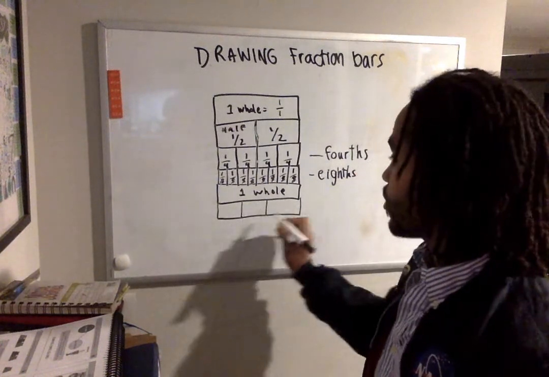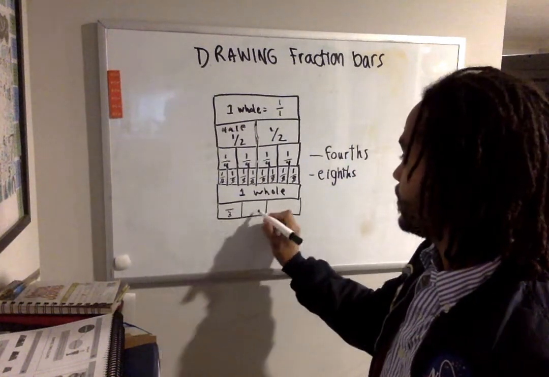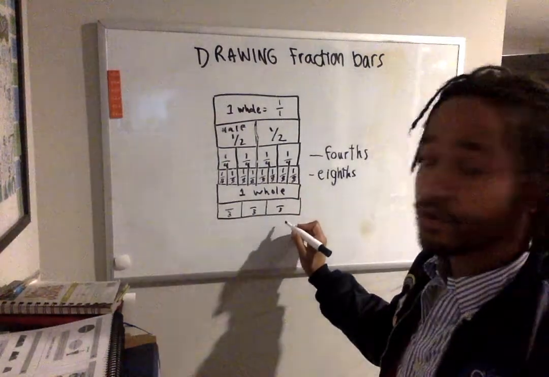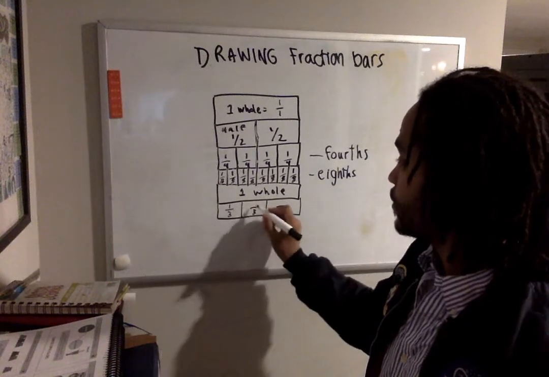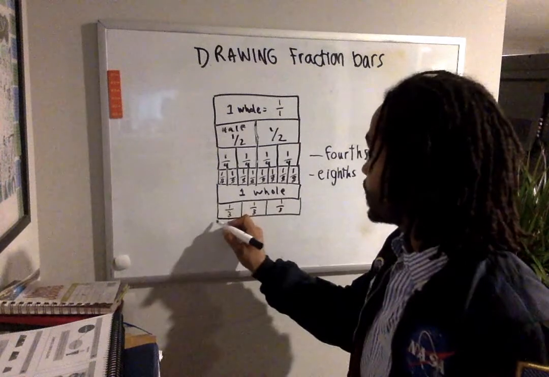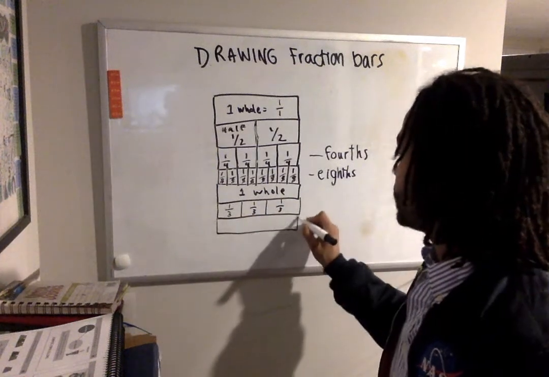We have 3 equal parts. 3 is my denominator. That tells me how many parts in 1 whole. And each of these is 1 out of 3, 1 out of 3, 1 out of 3. Cool. Gonna make another rectangle right under it.